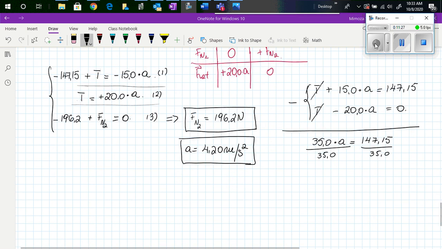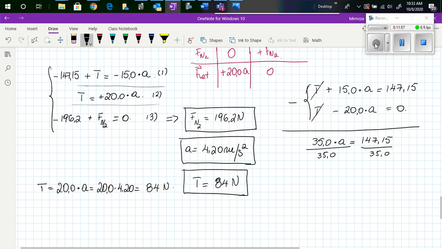The last step will be to find T. So T, I will use equation 2 as the easiest one. 20 times A, which means 20 times 4.20. So 4.20 times 20 is equal to 84 newtons. So tension will be equal to 84 newtons. This is it for this question.